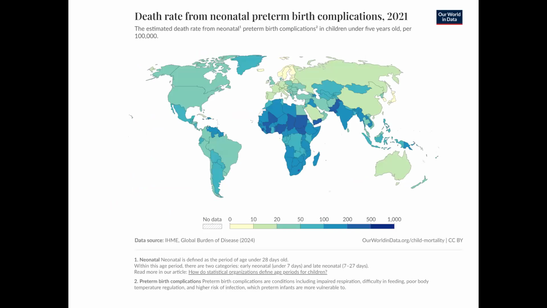So again, this is a map showing the death rate from neonatal preterm birth complications. The data is from 2021, and again, Pakistan is in a darker shade as compared to its neighboring countries, Afghanistan and India, and the shade ranges from 205 to 500 deaths.